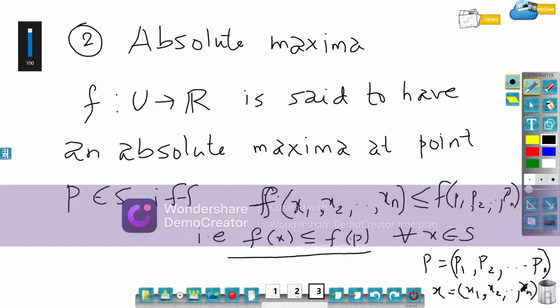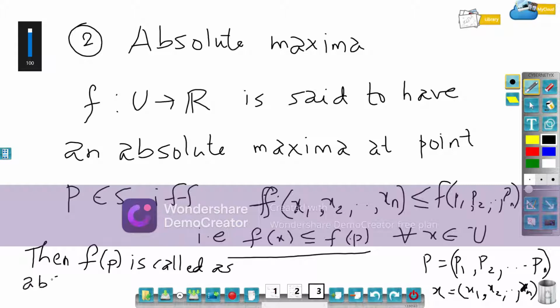So if f of x is always less than or equal to f of p for every x belonging to U, then f of p is called the absolute maximum value of f.